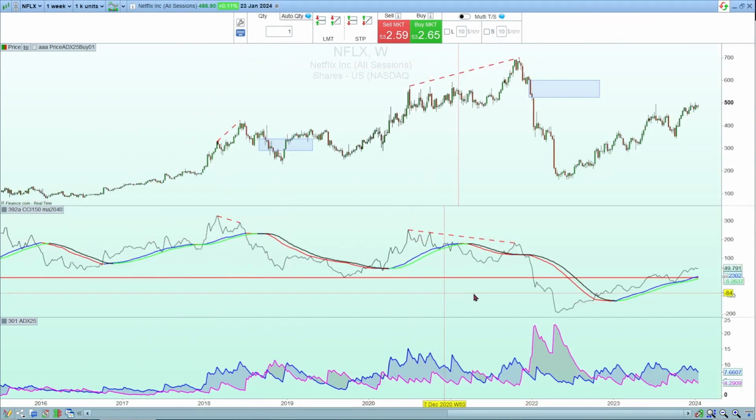First off, on the weekly, we look at the CCI 150, and this is our divergence indicator, and down here we've got the ADX 25, which is our trend indicator. So you can see here first of all the trend when it breaks up, when the blue breaks above the pink, that shows us a bullish mode, and we only take long trades on the daily when the weekly is also bullish and the daily is bullish.